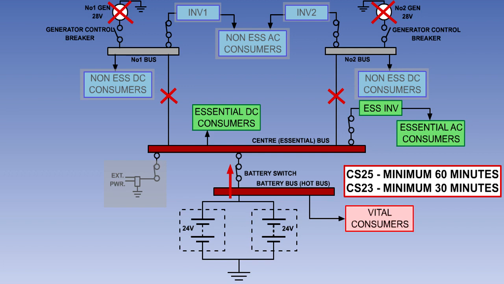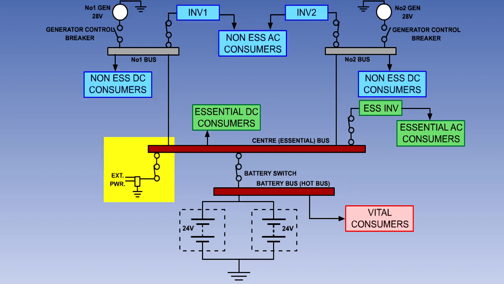The batteries will automatically supply power to the essential services and keep them operating for a predetermined period of time, calculated on the basis of consumer load requirements and battery state of charge. This must be for a minimum of 30 minutes for aircraft certified to EASA CS23 and 60 minutes for aircraft certified to EASA CS25. On the ground, an external 28-volt DC supply can be connected to the center busbar. From here, it can be used to power the entire system.